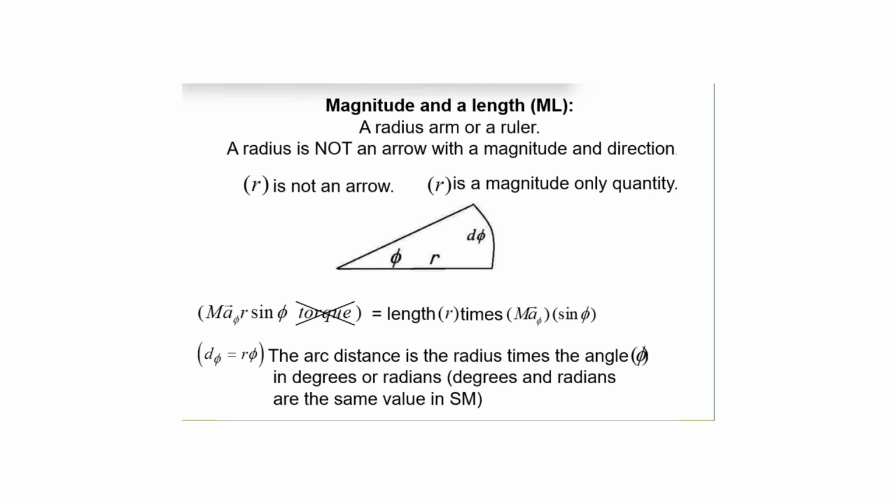M, the mass, times the angular acceleration times the radius arm times the sine of theta is equal to the length r times the mass times the angular acceleration times sine theta. The d theta is equal r theta. The arc distance is the radius times the angle theta. In degrees or radians, degrees and radians are the same value in SM.